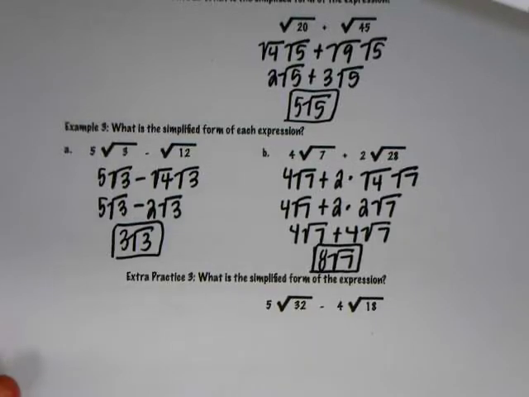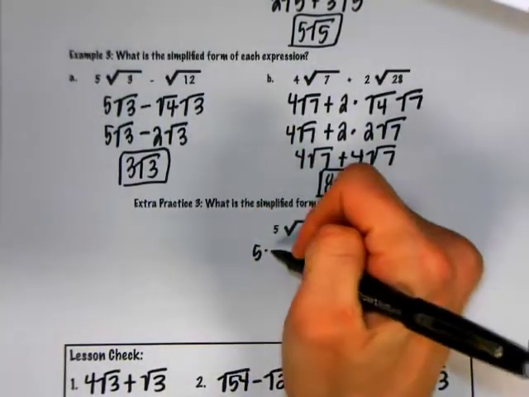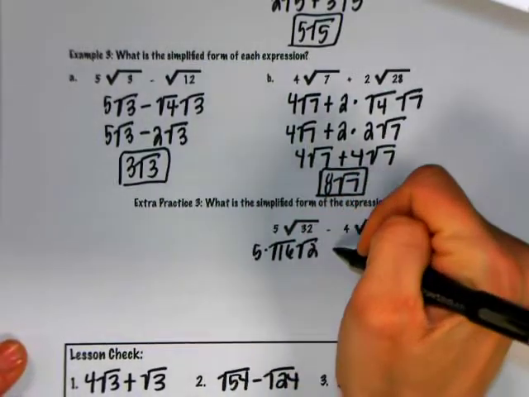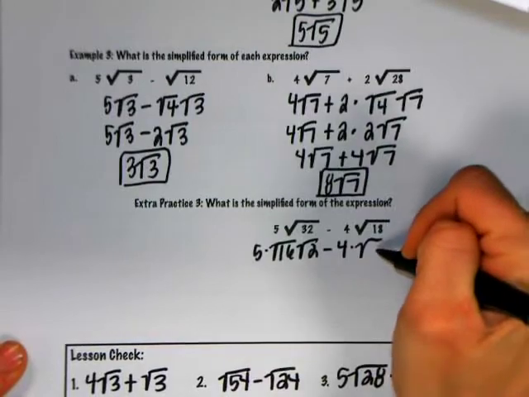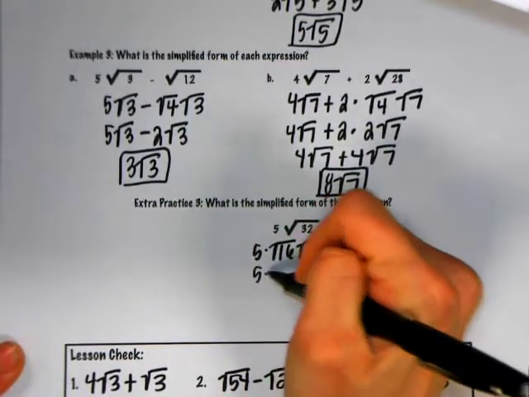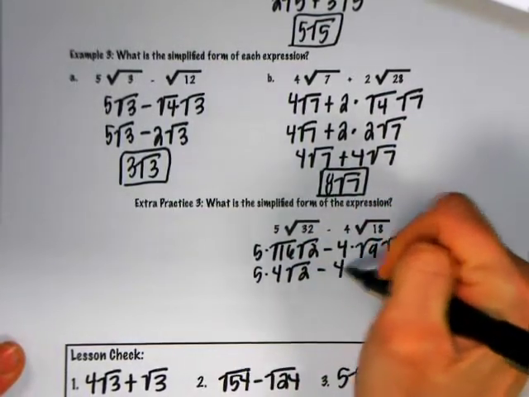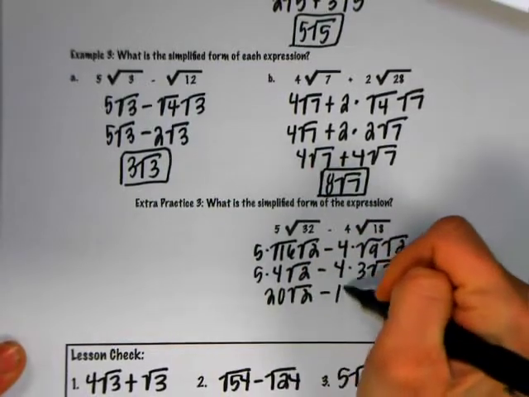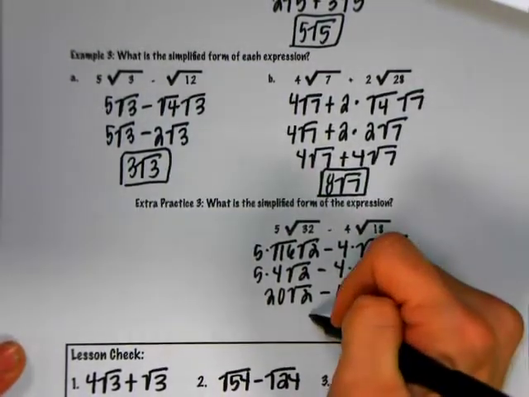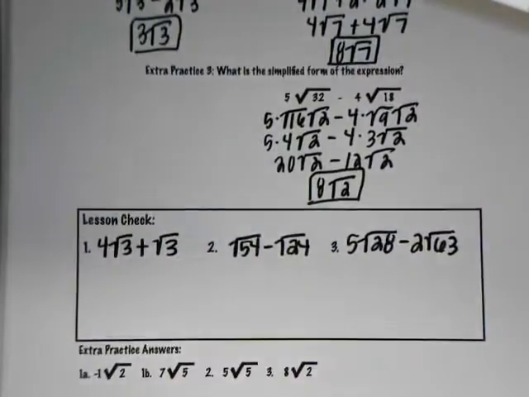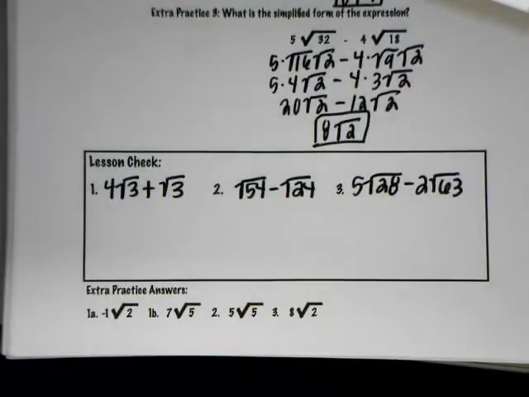Okay, we done? Okay. All right, so that one is 32 breakdown. Yep, into what? Oh, 16 times 2. And then what about 18? Yep, 9 times 2. So we'll have 5 times 4 radical 2 minus 4 times 3 radical 2. So that's 20 radical 2 minus 12 radical 2. So what's the answer? Yep, 8 radical 2. And then there's the lesson check to do.